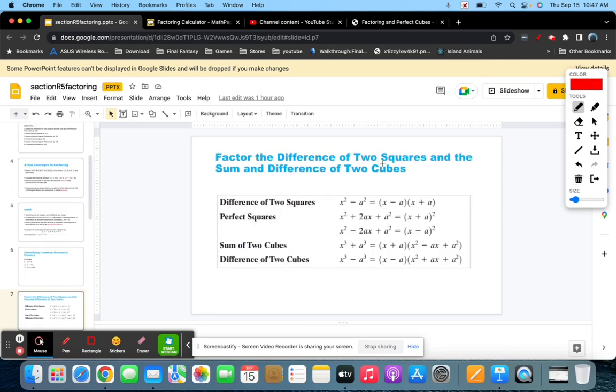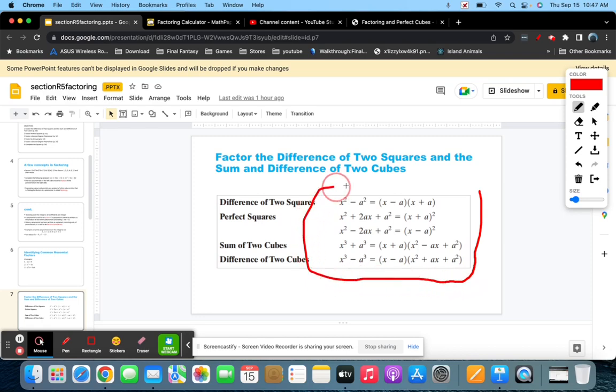Factor the difference of perfect squares and the sum of. All right, this is the stuff that even I can't remember off the top of my head. It would be a nice thing to study and practice. Depends on if he even lets you use notes during a test or anything like that.